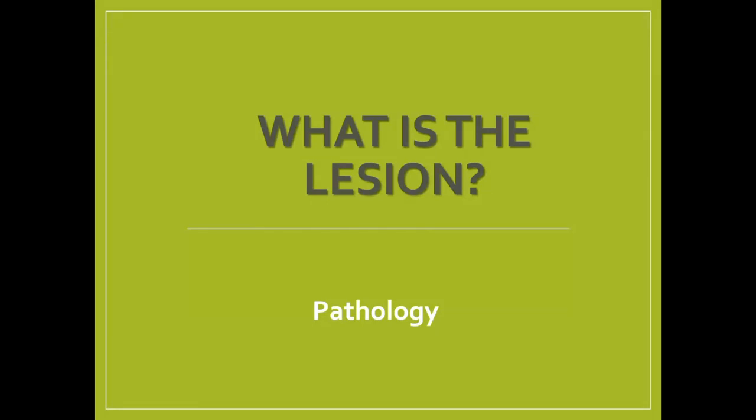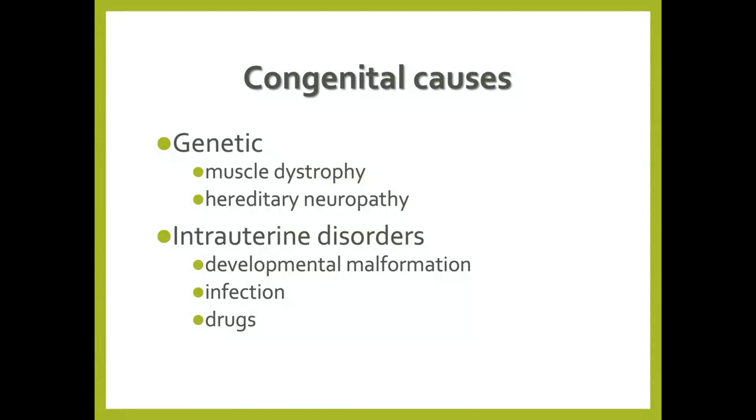Okay, so we're moving on to pathology. We may have congenital causes of problems that present with weakness, and these include genetic problems such as muscular dystrophy or a hereditary neuropathy, the commonest one being hereditary sensory motor neuropathy or Charcot-Marie-Tooth disease. It may be due to some other intrauterine insult, such as exposure to teratogens, such as an infection like your TORCH infections, maternal drugs, or a developmental malformation, which is usually due to a genetic problem or a teratogenic exposure.